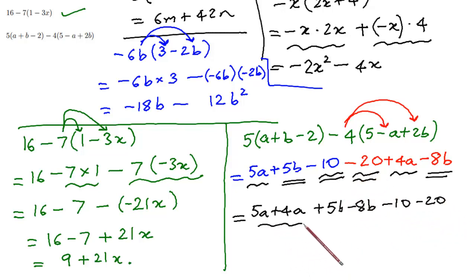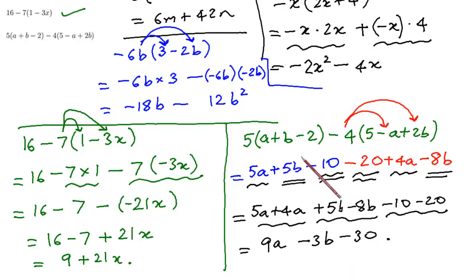So we are going to take the like terms together. It's like 5 apples plus 4 apples, which is 9 apples. So we can add the apples together, the a's together. And what over here? What is plus 5b minus 8b? Plus and minus is minus. 8 minus 5 is 3. 3b. Sign of the greater one is minus. And finally, what is minus and minus? Plus. 10 plus 20 is 30. Sign of the greater one is minus. So this is the simplified form of the expansion. Hope you understood this. Thanks for watching.